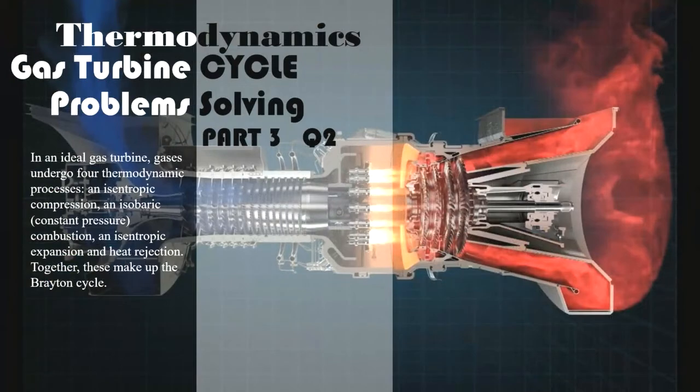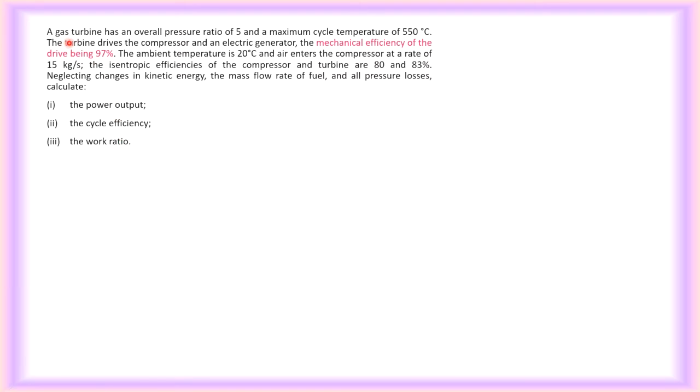Second example for gas turbine unit. Now, a gas turbine has an overall pressure ratio of 5, that means 5 to 1, and a maximum cycle temperature of 550 degrees C. So added with 273, you've got 823 K.